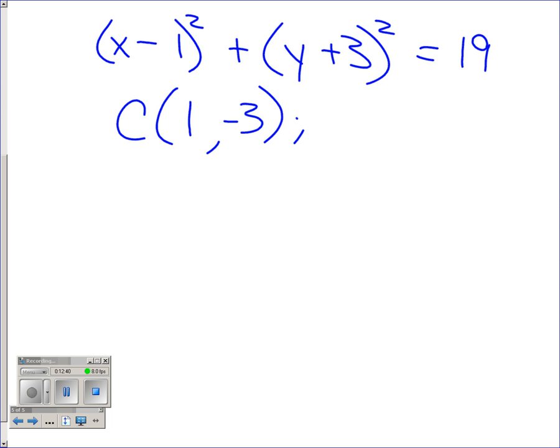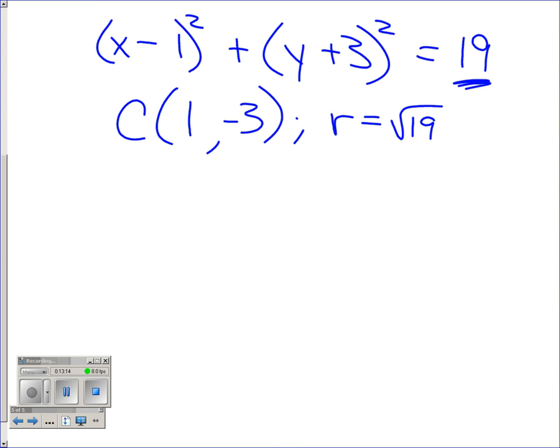Because remember, this number that's over here, the 19, that's not the radius, it's the radius squared. So the radius then is just the square root of 19. Now, square root of 19, that's not one of our perfect squares, but we know that this is going to be between 4 and 5 because the square root of 16 is 4 and the square root of 25 is 5. So it's roughly 4.5, all right, just guessing. And so then it says graph the equation, all right.